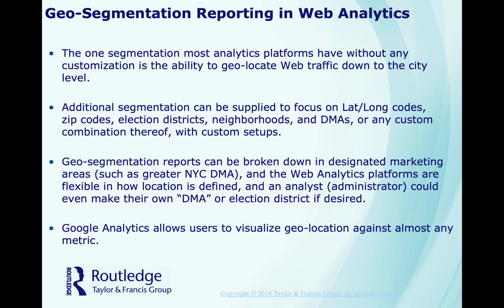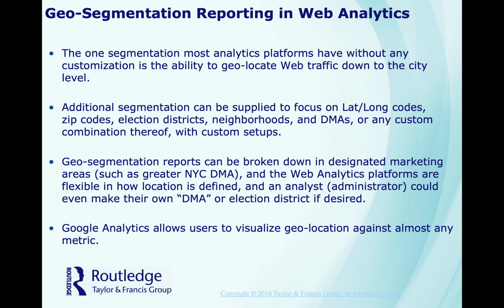Geo-segmentation reporting in web analytics. The one segment most analytics platforms have without any customization is the ability to geolocate web traffic down to the city level. That's so cool. Additional segmentations can be supplied to focus on latitude and longitude codes, zip codes, election districts, neighborhoods, and DMAs, or any custom combination of any of the things I just stated.